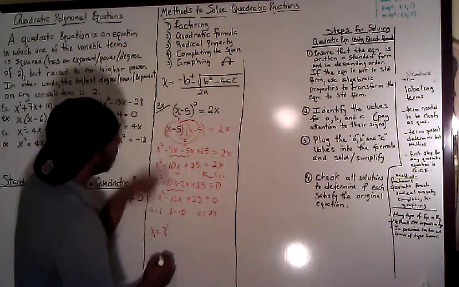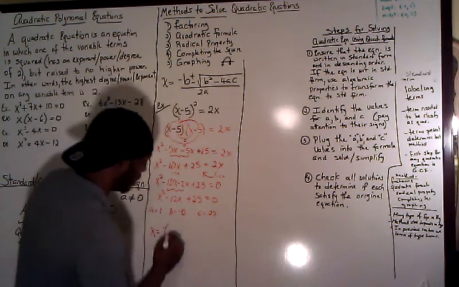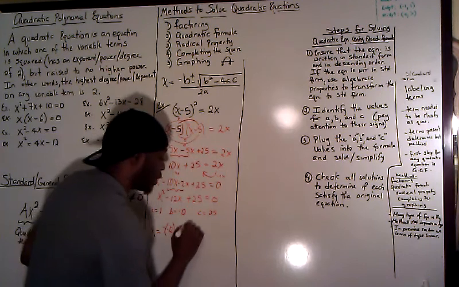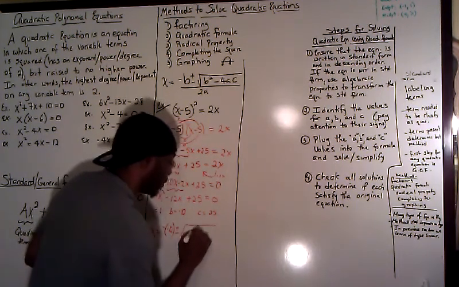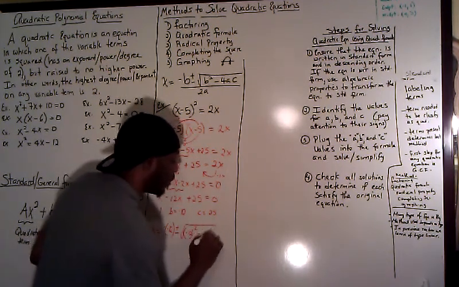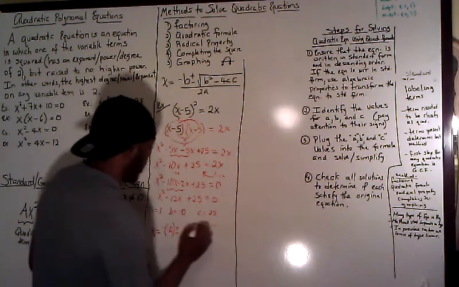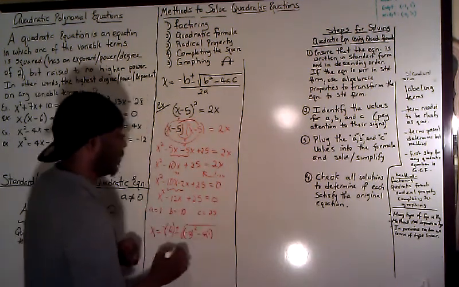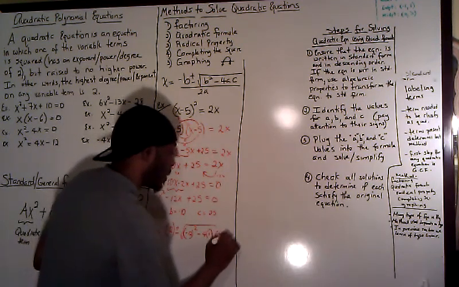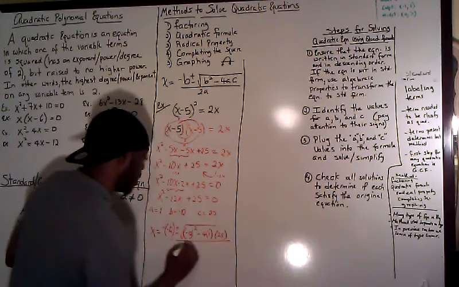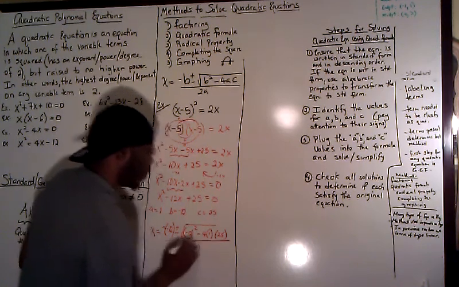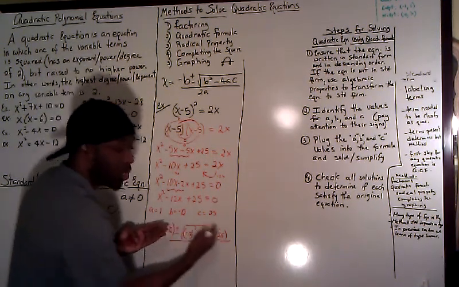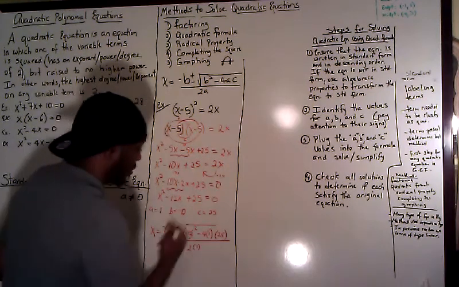So minus the b value of this equation, which is a negative 12, plus or minus the square root of that negative 12 squared, minus 4 times a, which is 1, and c is 25. And that's all over 2 times a, which is 1. At this point, now we're going to simplify this whole situation that's underneath the radical.